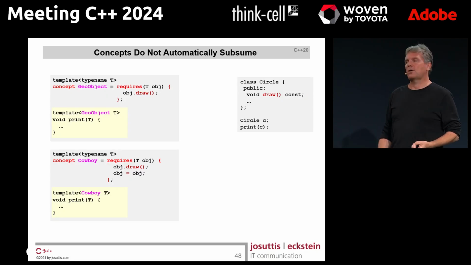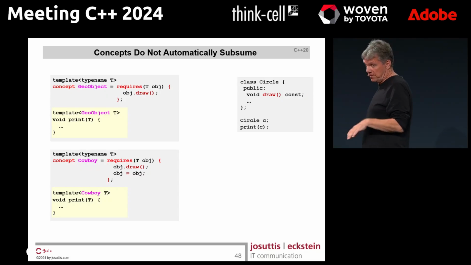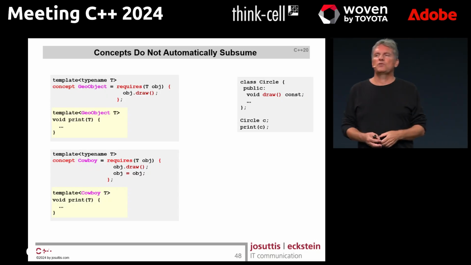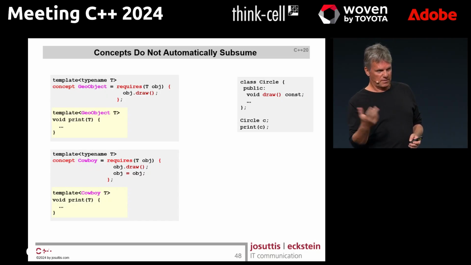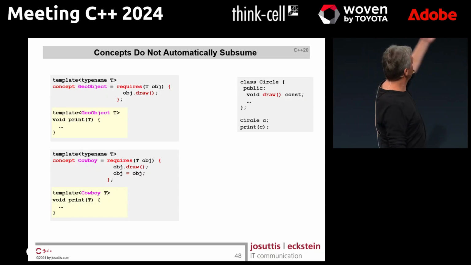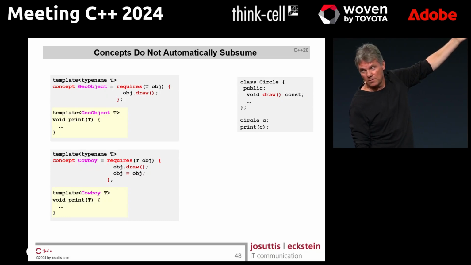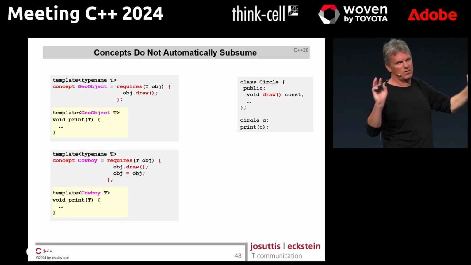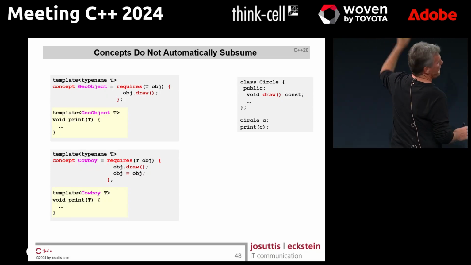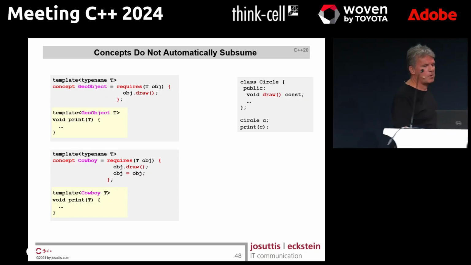Now, let's introduce a concept called cowboy. I don't know how good your English is, but there's another meaning for draw, which is take the gun for cowboys. And that is, a cowboy calls draw, which is a totally different thing than draw for a circle. We agree on that. Well, most of the time, at least. Okay, so, and they have introduced a print function for cowboys.